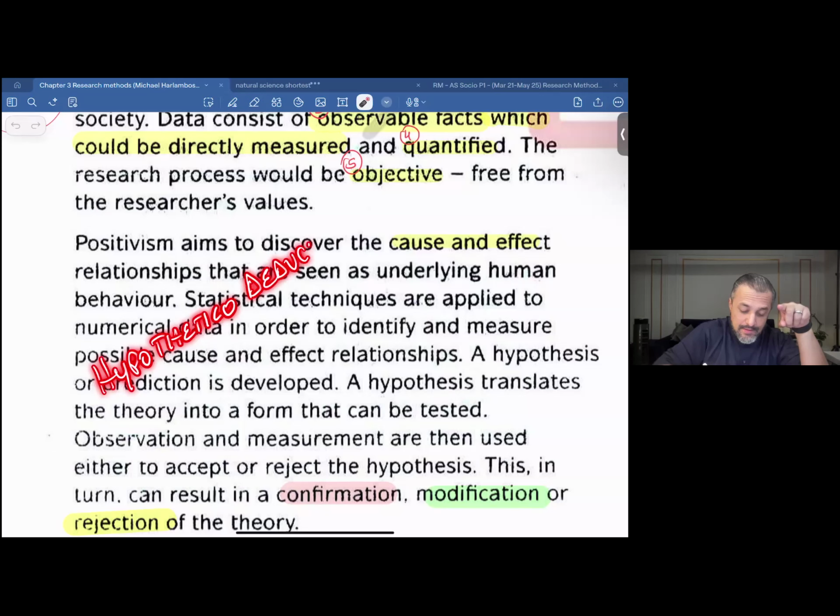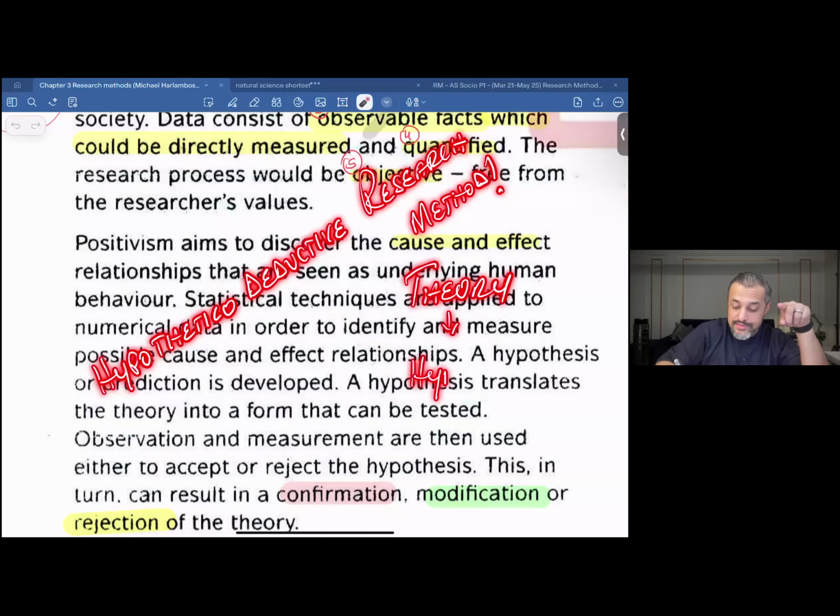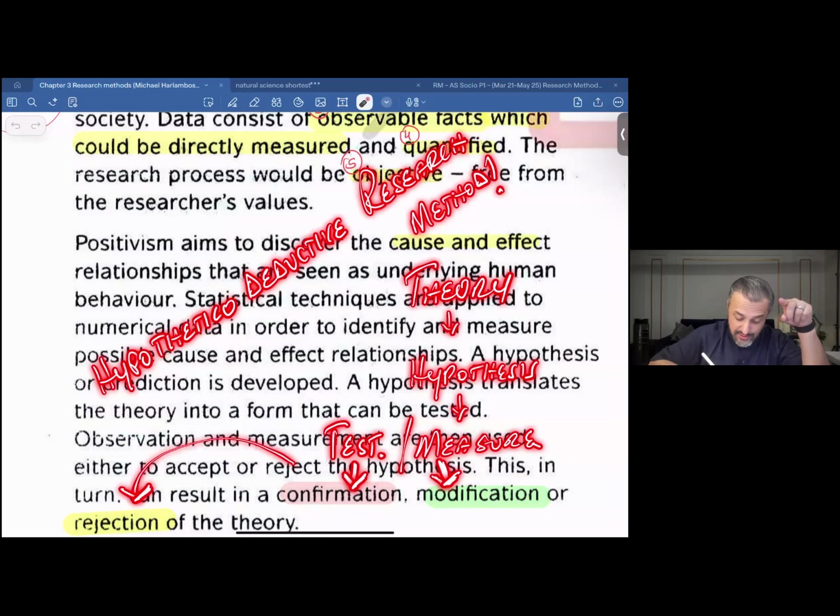Hypothetico-deductive research method. Write it down if you feel like, or take a screenshot real quick. The hypothetico-deductive research method. So the idea is you have a theory. Based on a theory, you come up with a hypothesis, and then you measure that hypothesis. Based on the tests that you've performed, you would either be able to confirm that hypothesis, or modify that hypothesis, or reject that hypothesis.